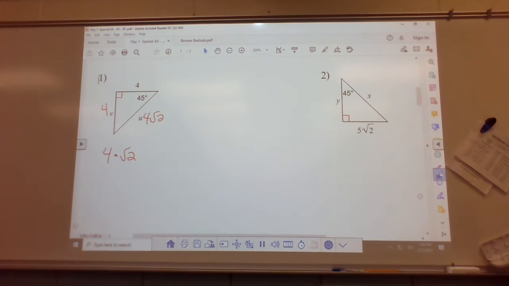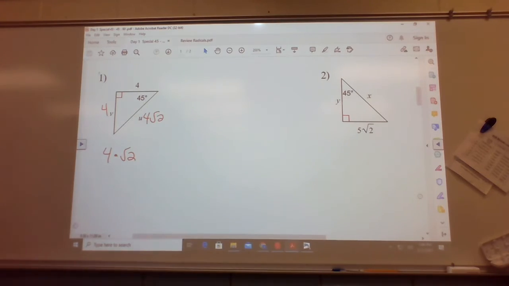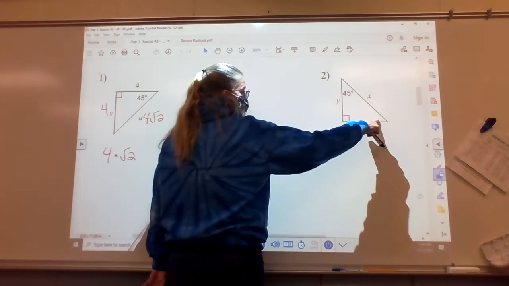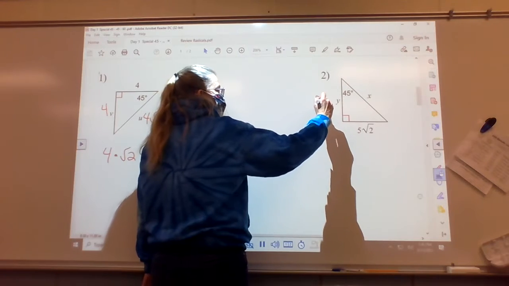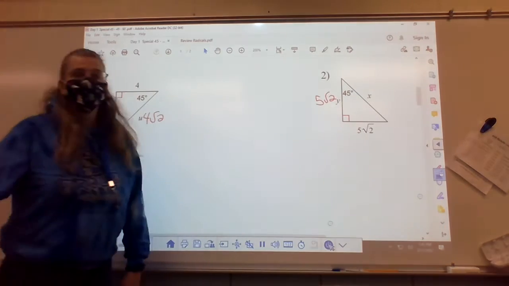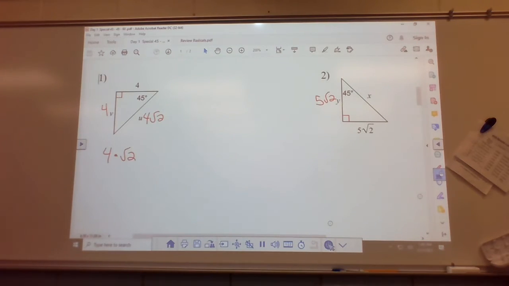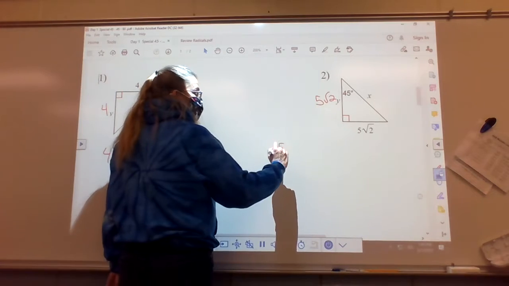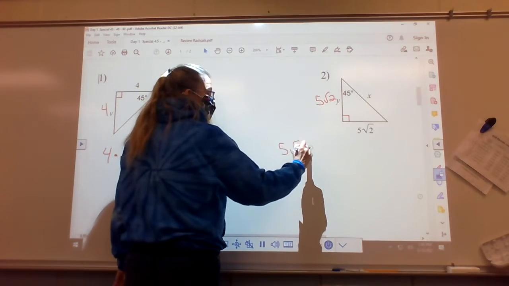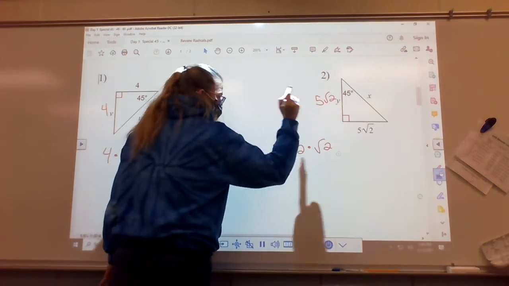Well, now we're going to see one that gets a little bit trickier, but still not bad. So number 2. Again, I gave you a leg. So 5 radical 2 is a leg. So this leg is going to match, 5 radical 2. Well, again, leg to hypotenuse, I'm going to take my leg times the square root of 2.